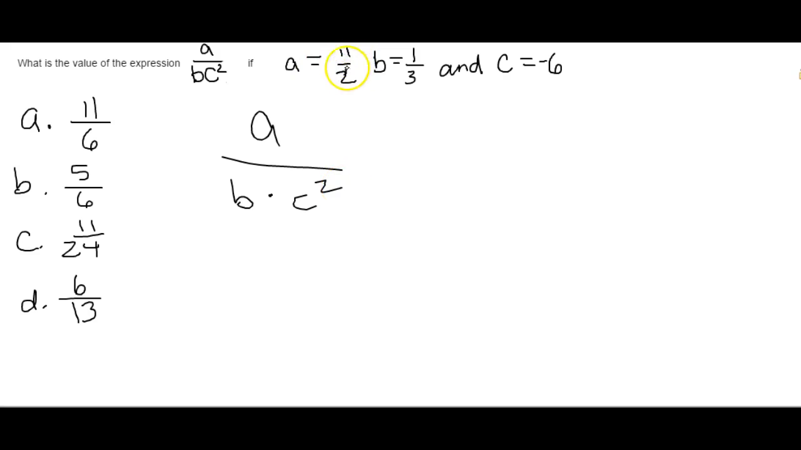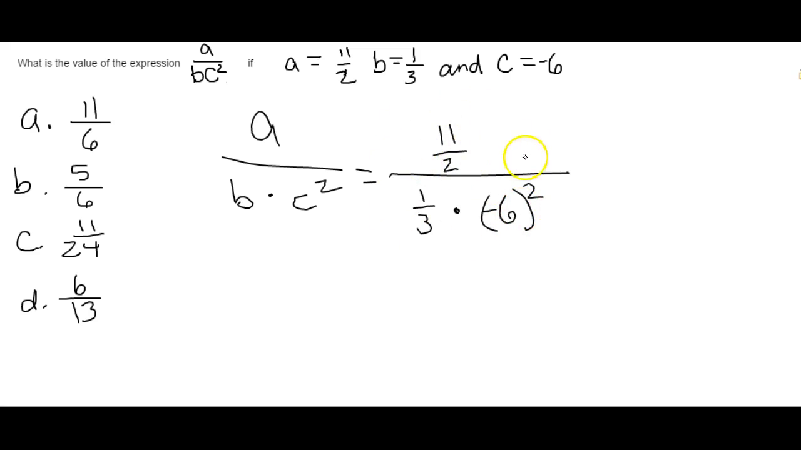So we're going to plug in the numbers we have now. A, we're going to replace with 11 divided by 2, over b, we're going to replace with 1 divided by 3 times c squared, negative 6 squared. Now when you do have a negative, it is a good idea to put that one in parentheses to make sure you know that this exponent is affecting the negative and the 6.